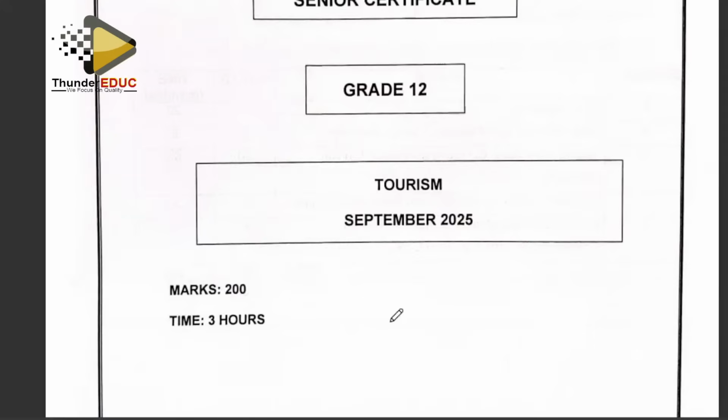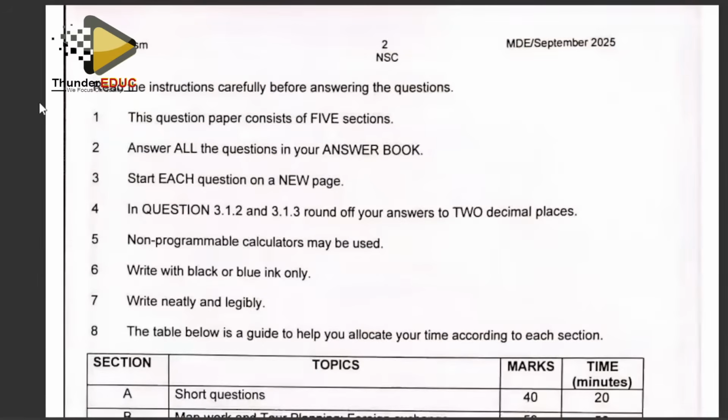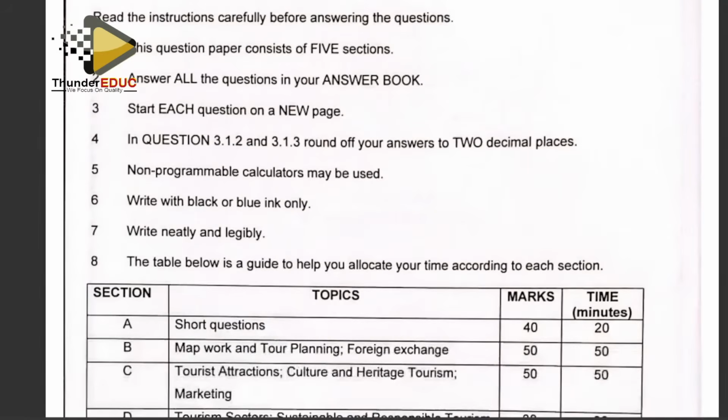The duration is 3 hours. Then, moving on to the instructions and information, you must always bear in mind that this question paper consists of 5 sections. Answer all questions that are required. You are supposed to answer all questions. In addition, in question 3.1.2, those are your calculations. You must round off your answers to 2 decimal places. Calculators will obviously be needed, especially for calculating foreign currency.